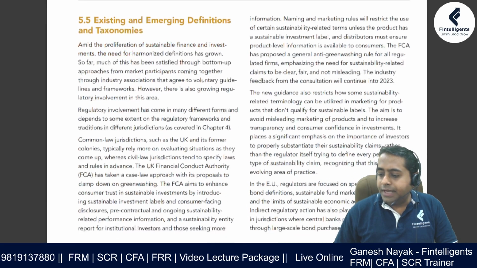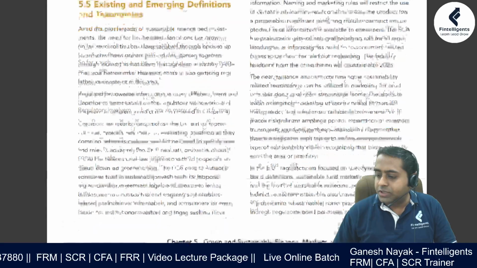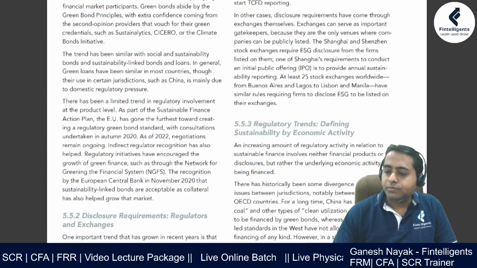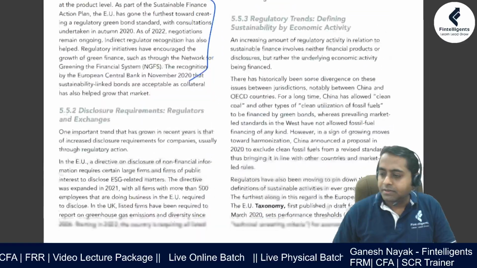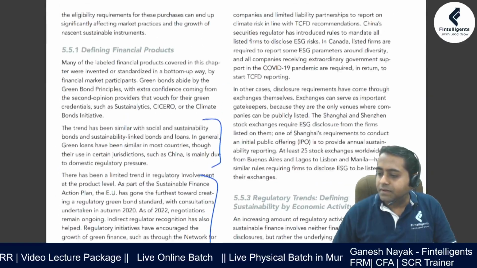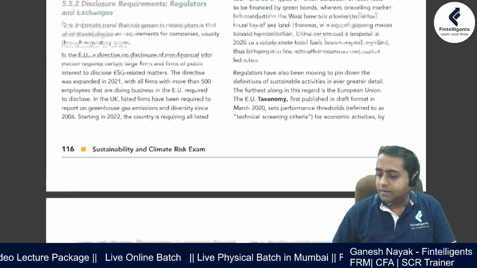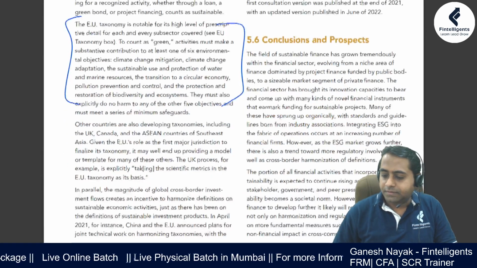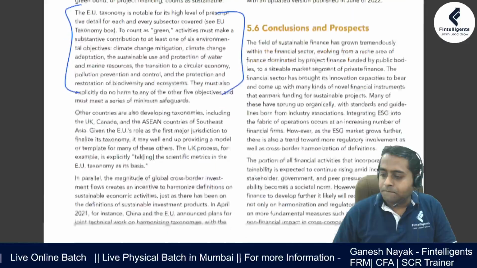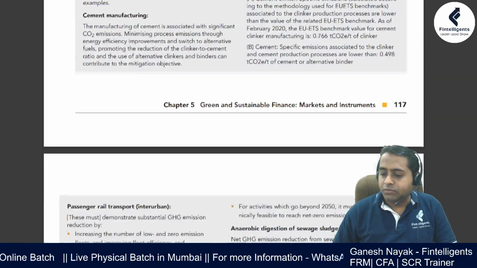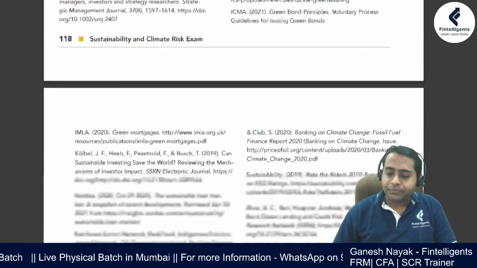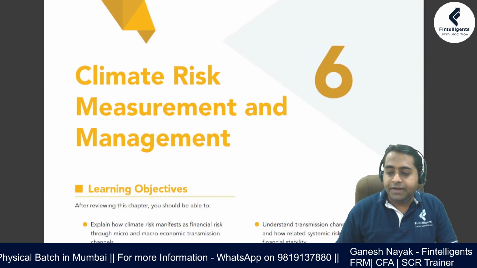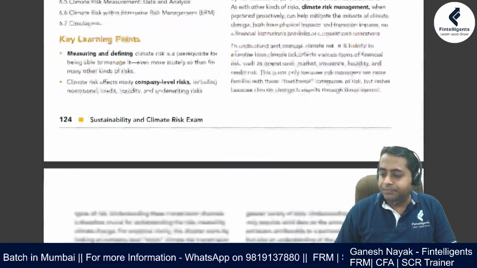And why should we look at this existing and emerging taxonomy? Read this, disclosure perspective, read this, EU taxonomy. Then we have the conclusion. So rest is okay from this chapter. Let us go to the next chapter, which is the 6th chapter, which is also highly weighted: climate risk measurement and management.